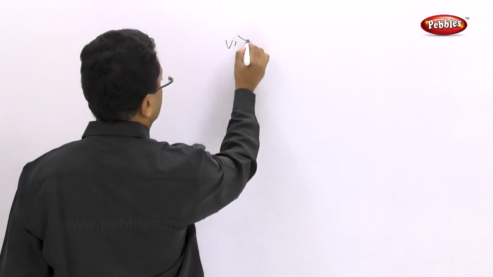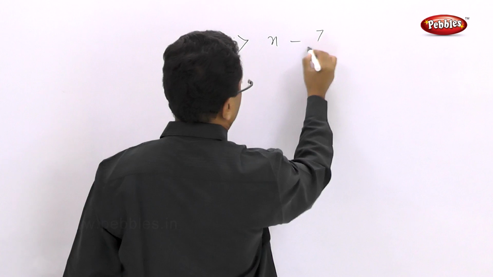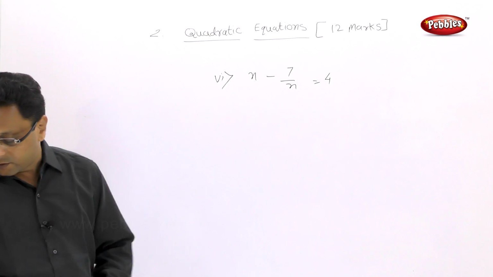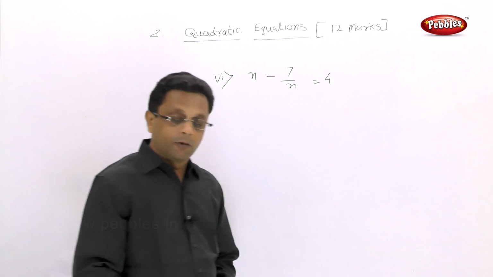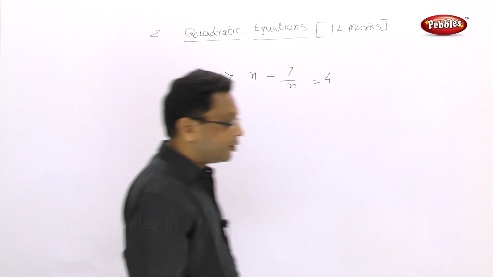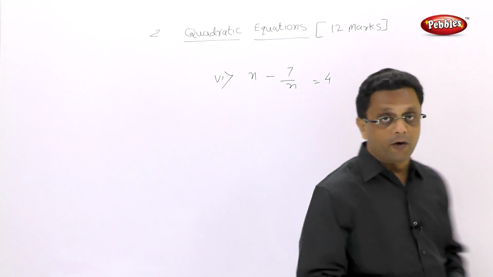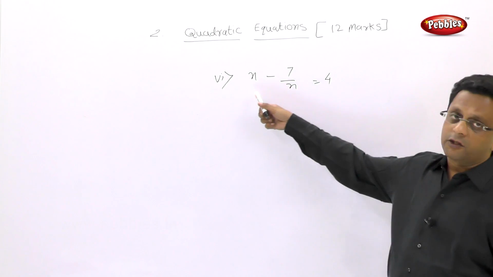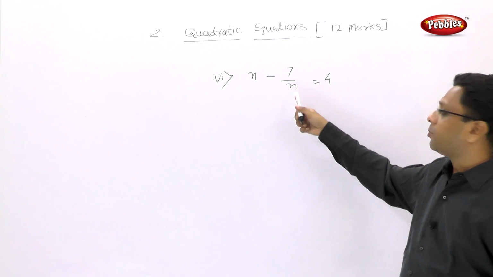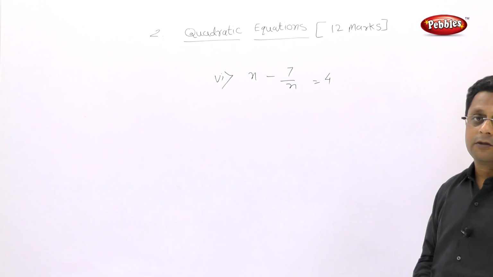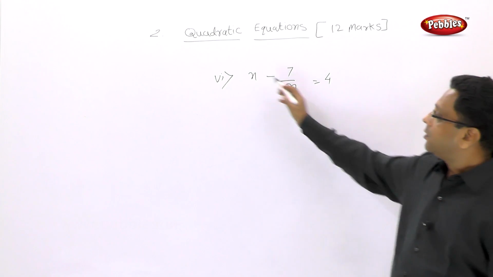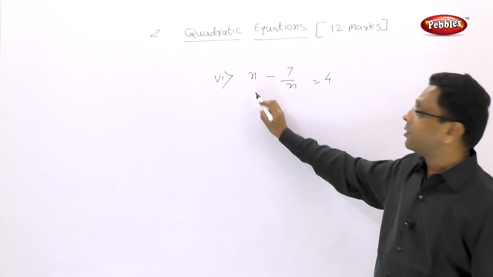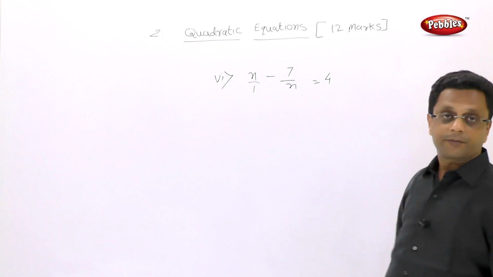Sixth, n minus 7 upon n equal to 4. What will you do to bring it into standard form? Very simple. Now this is just like a upon b minus c upon d, cross multiplication. N into n minus 7 into 1 upon n into 1. This is just like this.